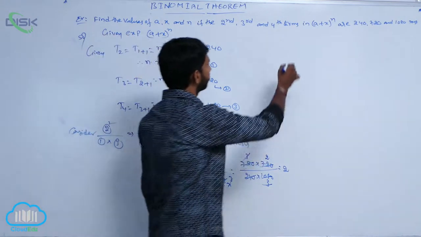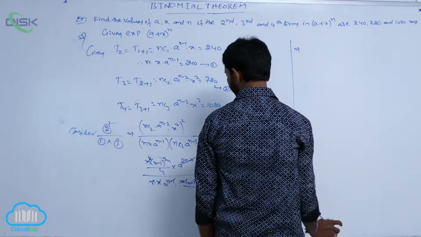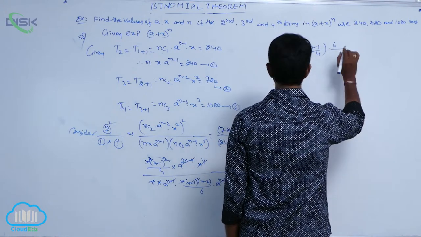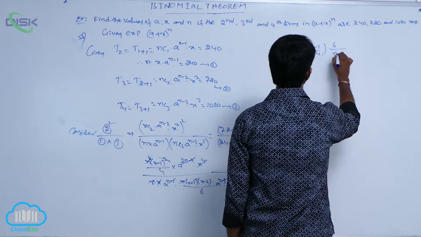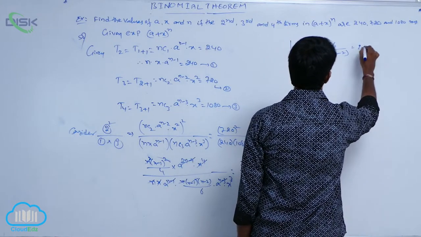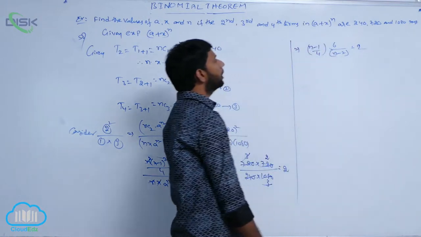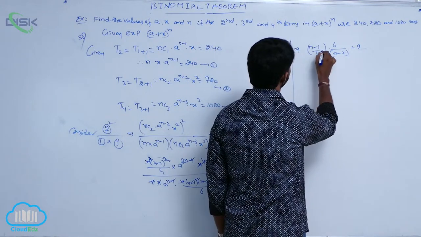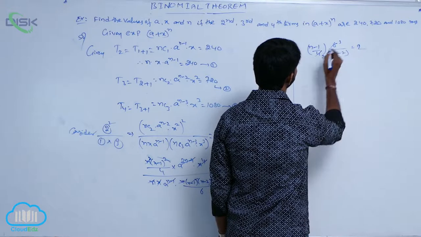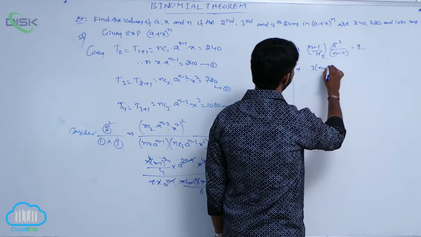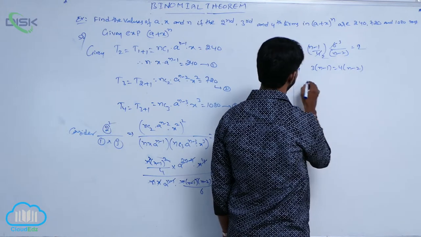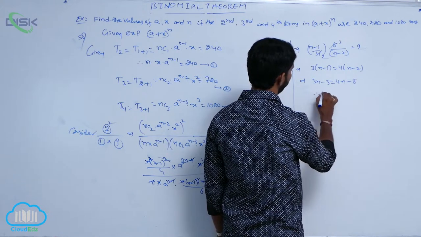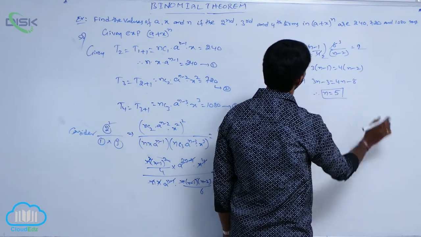That is, it is equal to (n-1)/4 into 6/(n-2) is equal to 2. Here 2, 2 times cancel, and 2, 3 times cancel. That is, 3(n-1) is equal to 4(n-2). It is 3n - 3 is equal to 4n - 8. Therefore, n is equal to 5.